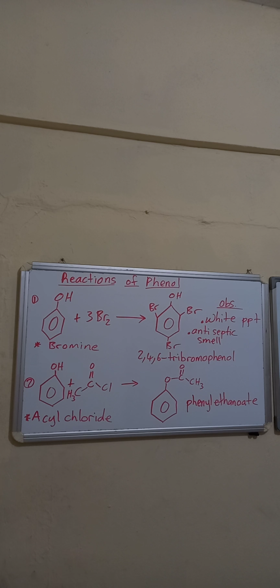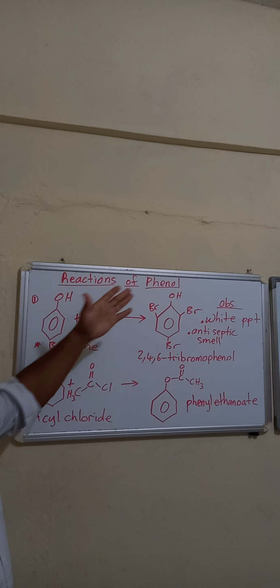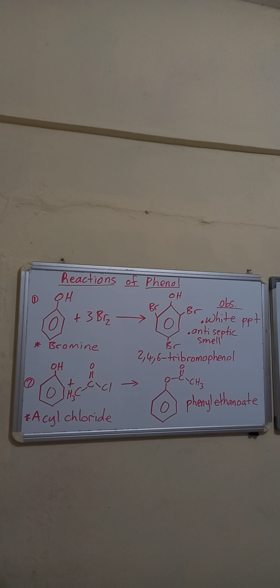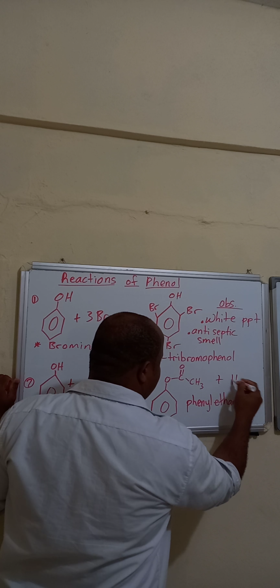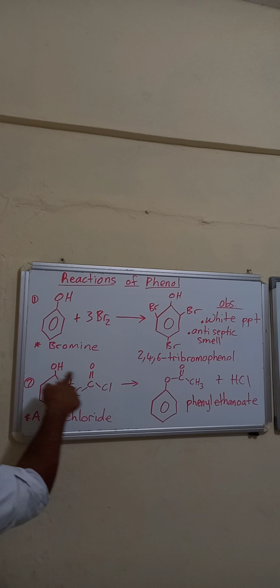Alright, so again, all you need to know is the reagent and the product. Phenol with bromine, 2,4,6 tribromophenol, white precipitate. Phenol with an acyl chloride, you get an ester. Alright, and you would also get HCl, the chlorine and the hydrogen.